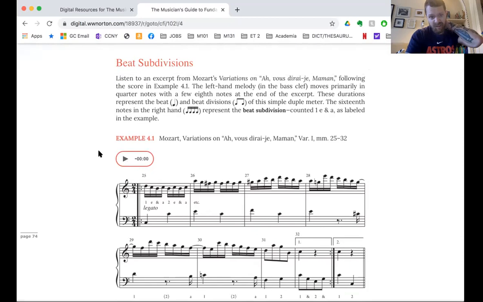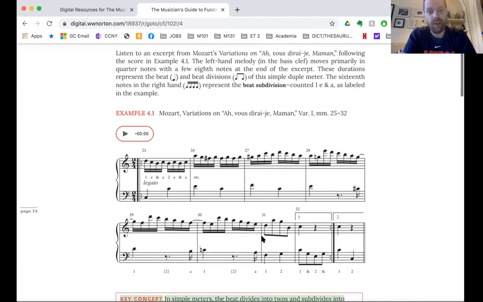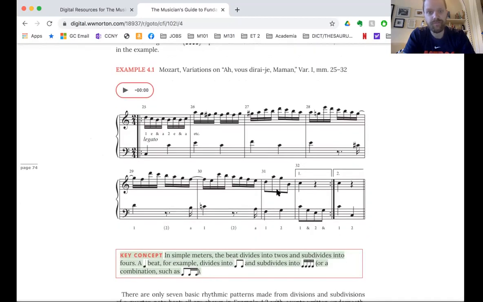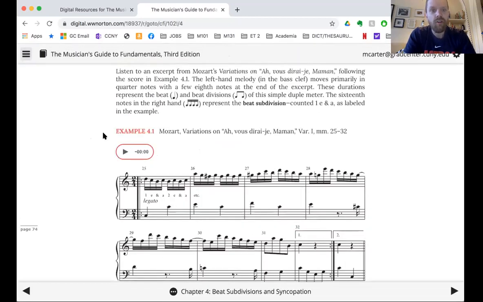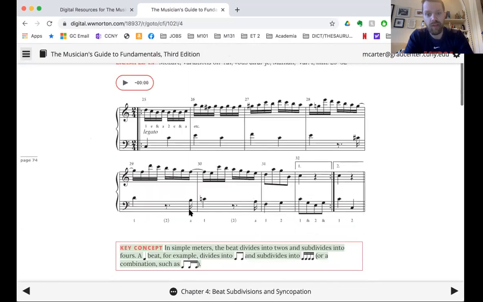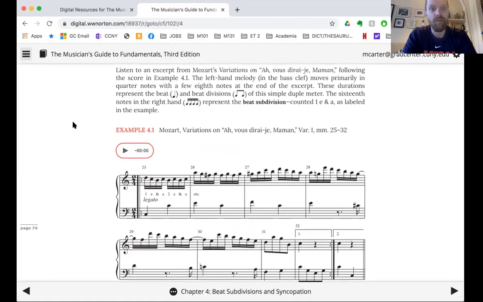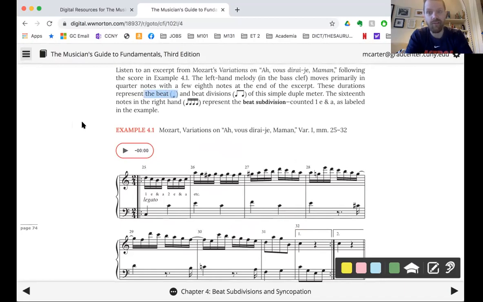So it says the left-hand melody, so the bass clef, moves primarily in quarter notes. You see this, right? This movement down here with a few eighth notes at the end over here. So let's think about these 2 durations: quarter notes, and then at the end some eighth notes. The beat is the quarter note. That's the pulse; the individual beats are represented by quarter notes.